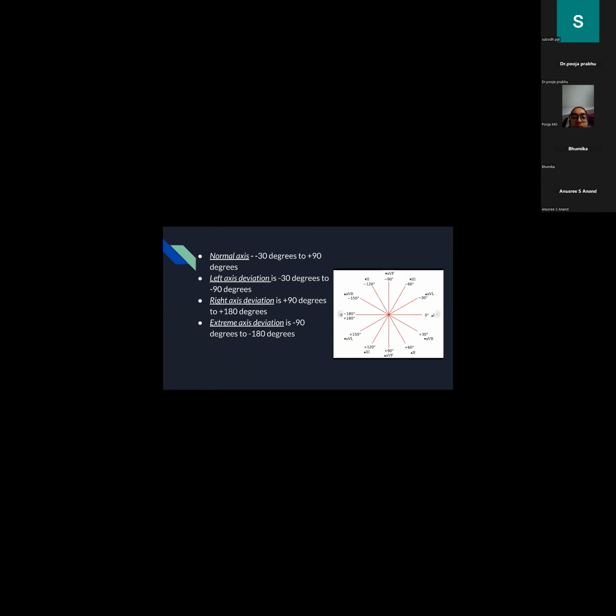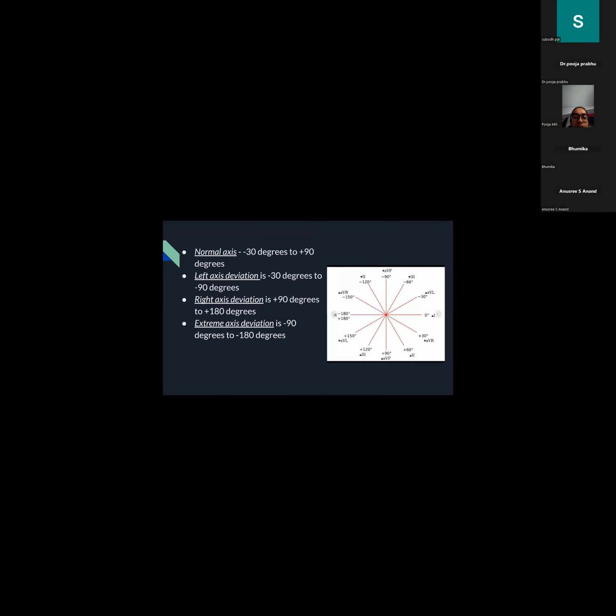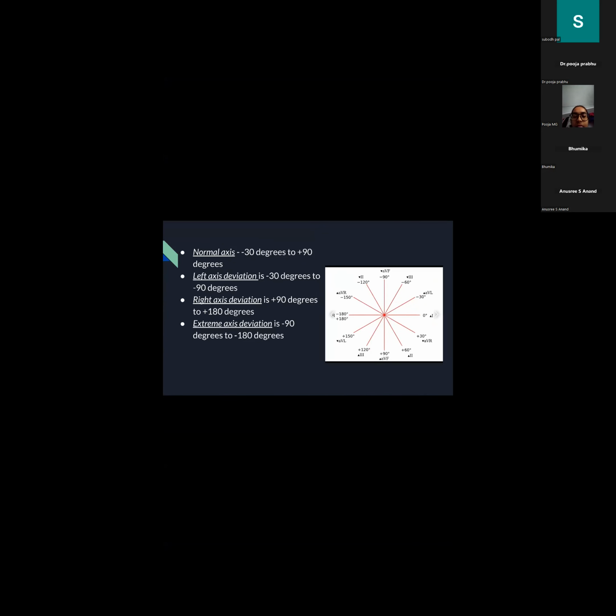Now, what is normal axis? Just keep looking at the diagram. Normal axis is between minus 30 degrees and plus 90 degrees. This always happens in the clockwise direction. Left axis deviation is between minus 30 degrees and minus 90 degrees. Right axis deviation is between plus 90 degrees and plus 180 degrees. And extreme axis deviation is between minus 90 degrees and minus 180 degrees.